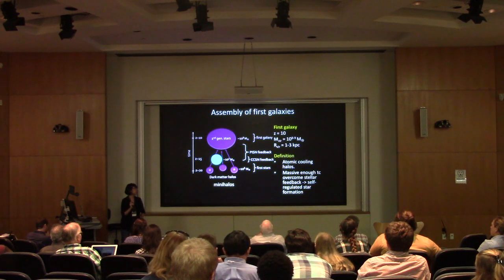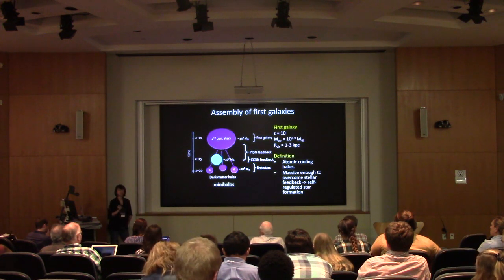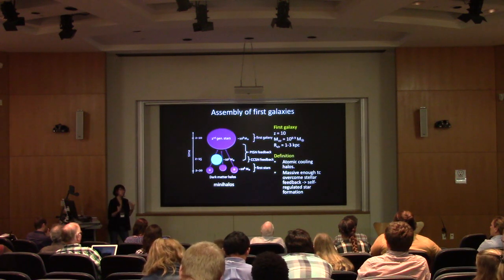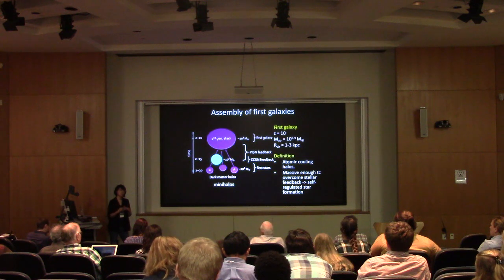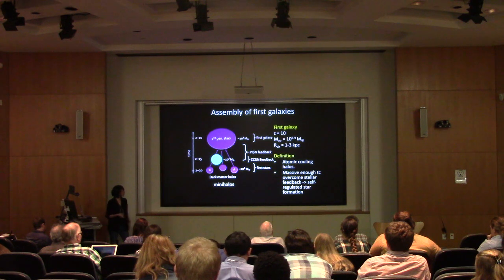From a theoretical point of view, that could be a little bit different from the observational point of view. We define first galaxies as galaxies hosted by atomically cooling halos. Unlike the mini halos that can be easily disrupted by the stellar feedback from population 3 stars, atomic cooling halos were massive enough to overcome stellar feedback, and eventually they were able to sustain continuous star formation.